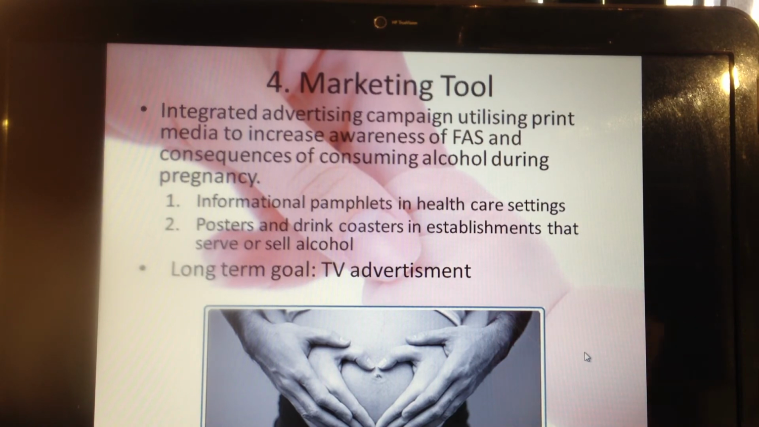And finally, the marketing tool. So the marketing tool of choice for this campaign will consist of an integrated advertising campaign, initially utilising print media. So the print media will be in the form of informational pamphlets made available throughout New South Wales, general practitioner services, community health centres and hospitals. The campaign will seek to establish relationships with alcohol governing bodies with the aim of developing posters and drink coasters promoting FAS, which will be implemented in the pubs, clubs, bars and liquor stores throughout New South Wales. And the long-term goal will be a TV advertisement.